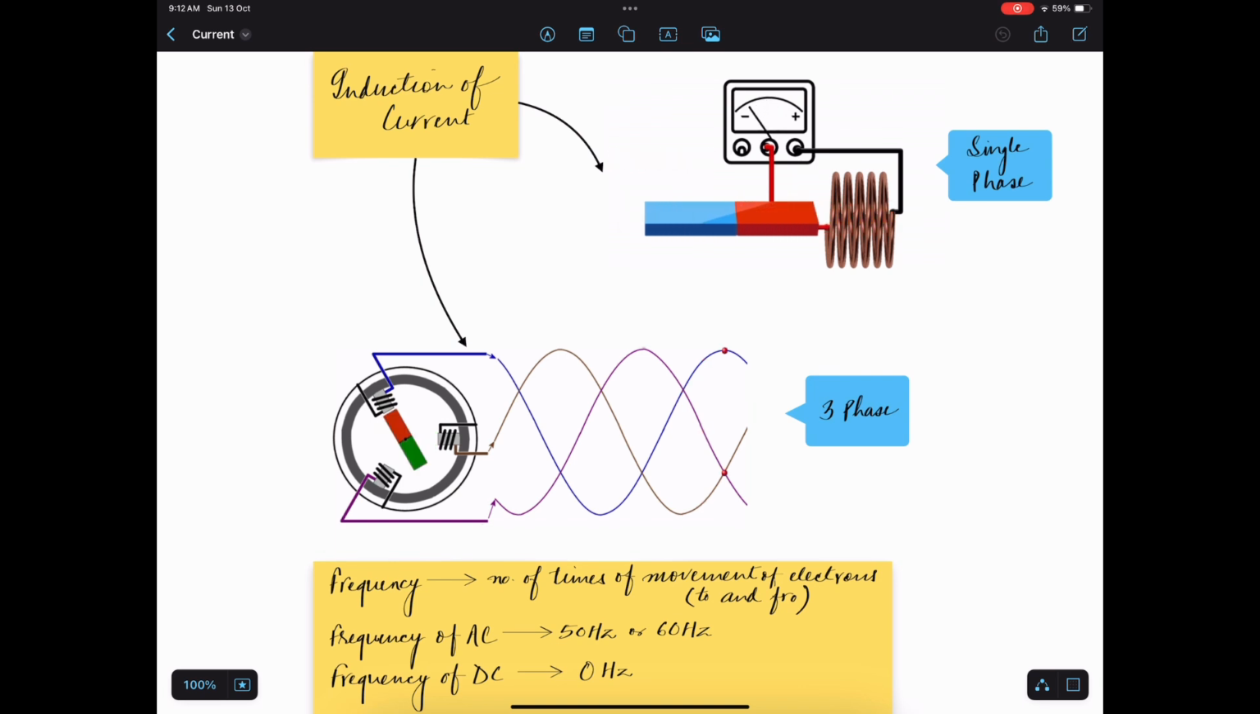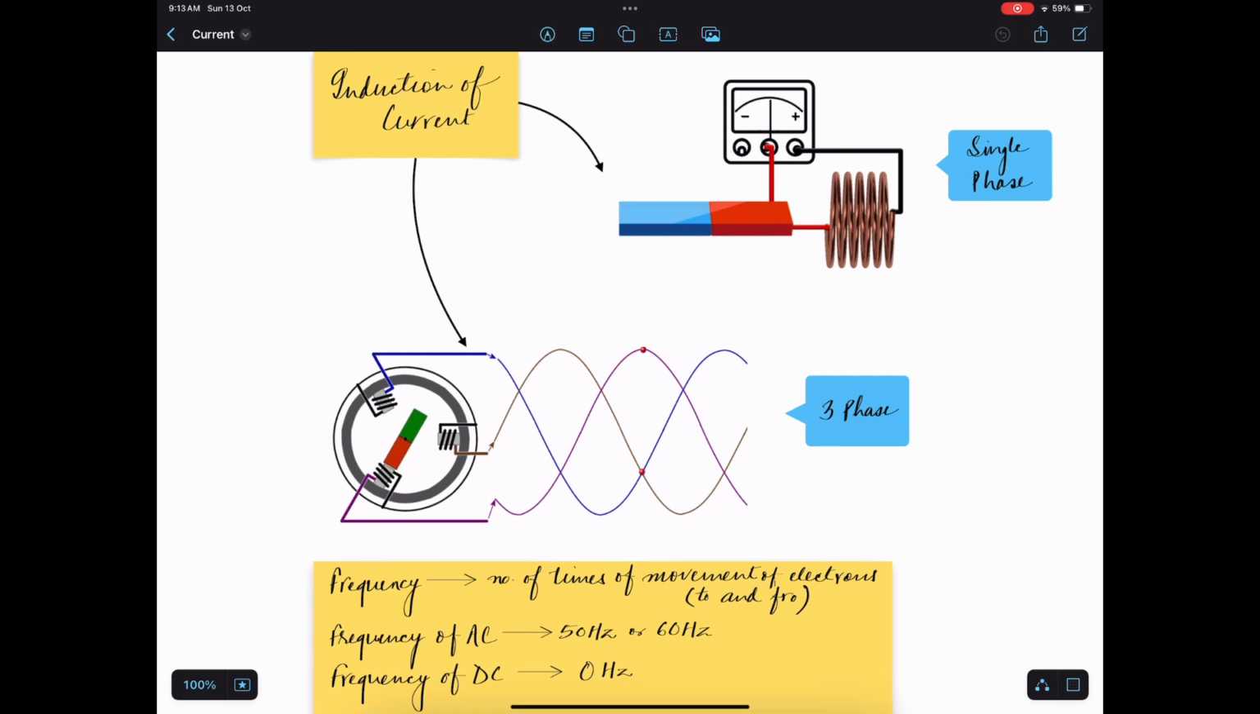Next up, we have induction of current. How the current is induced, or how the current actually starts flowing or originates. And we are talking about alternating current only. So the induction of current refers to the process of generating an electric current in a conductor by changing the magnetic field around it. This phenomenon is based on Faraday's law of electromagnetic induction, which states that a changing magnetic field within a closed loop induces an electromotive force in the conductor. This induced EMF causes a current to flow if the circuit is closed.